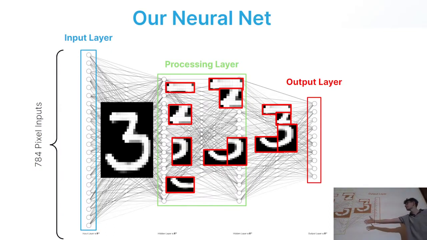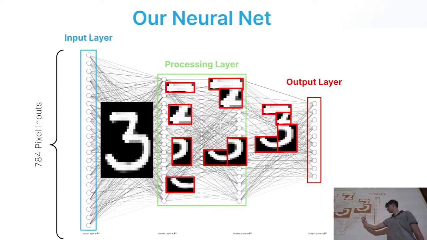Splitting it up into subcomponents, combining the subcomponents, and then seeing if those combinations of subcomponents relate to something it's seen before. And if it does relate to something it's seen before, it will say, hey, this kind of looks like a 3. Let me output the maximum probability for the third class. Well, because it's 0 indexed, it would be 0, 1, 2, 3. And this node would have the highest value.